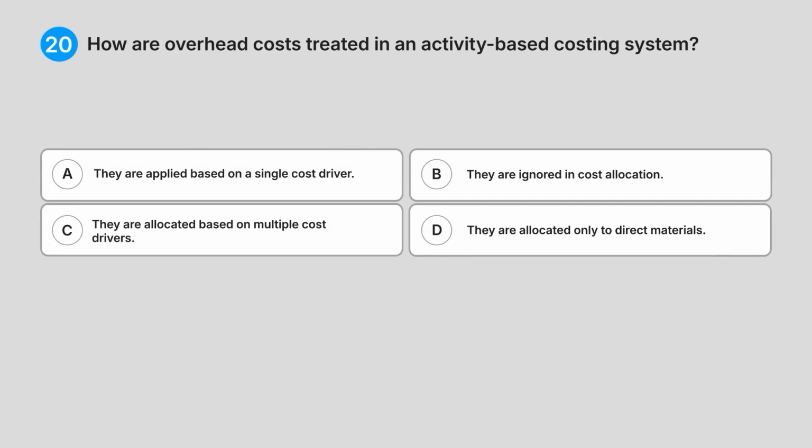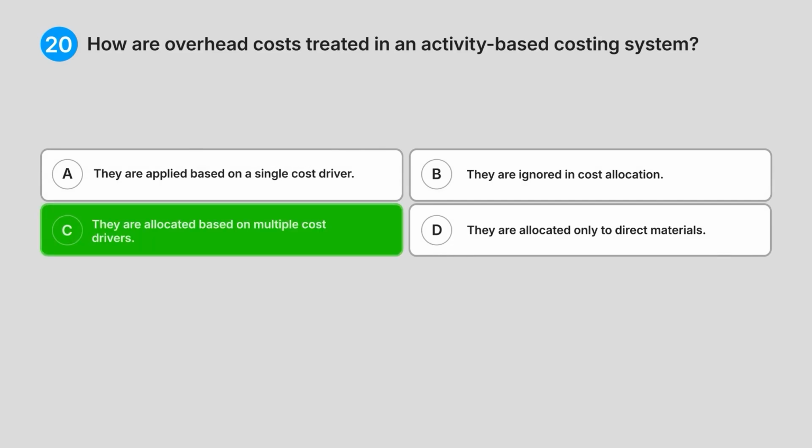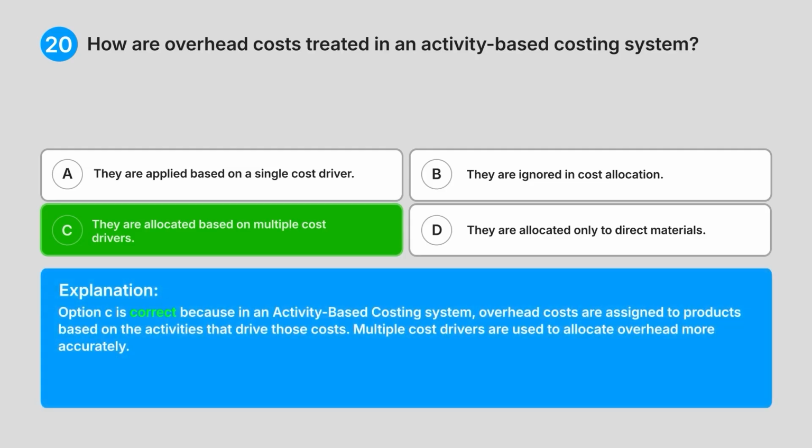Correct answer, C. They are allocated based on multiple cost drivers. Explanation. Option C is correct because in an activity-based costing system, overhead costs are assigned to products based on the activities that drive those costs. Multiple cost drivers are used to allocate overhead more accurately.